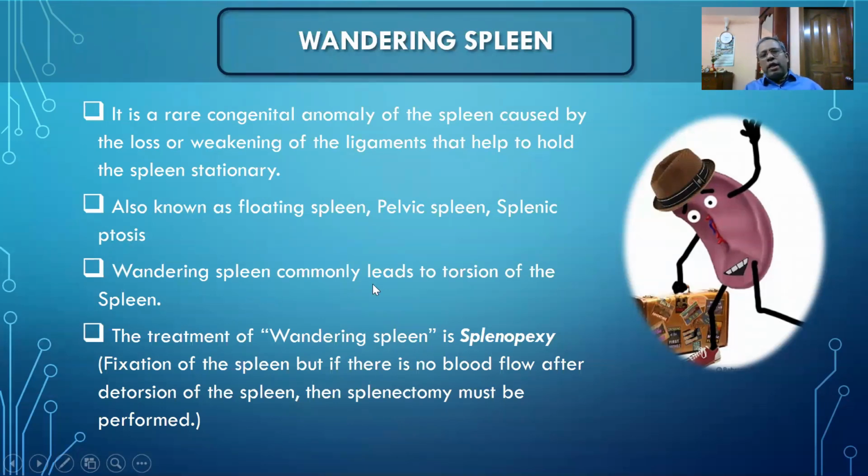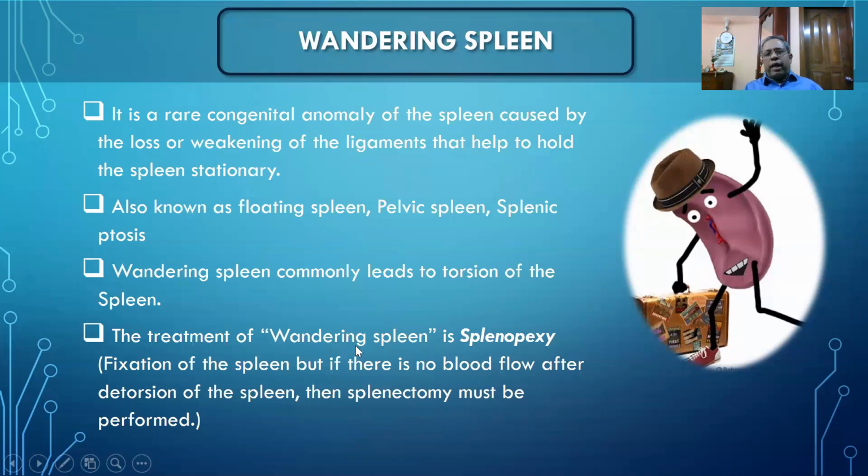Wandering spleen commonly leads to torsion of the spleen. A very important thing is, just like a testis, if it is not in the normal position, there is every possibility of torsion. It is the same mechanism here. Whenever the spleen is not fixed, movement of the intestine presses over the spleen, and with change in the position of the individual, there is torsion of the pedicle, and the spleen becomes torted and devascularized.